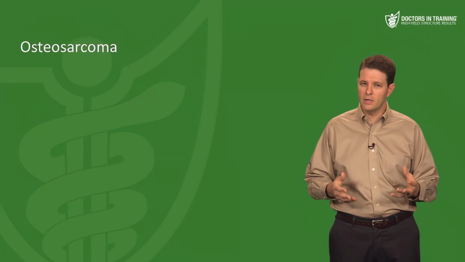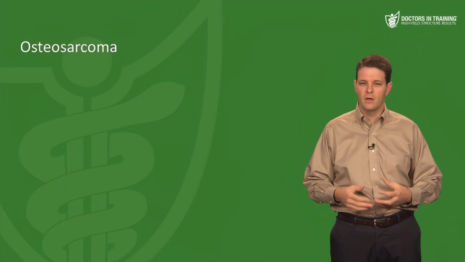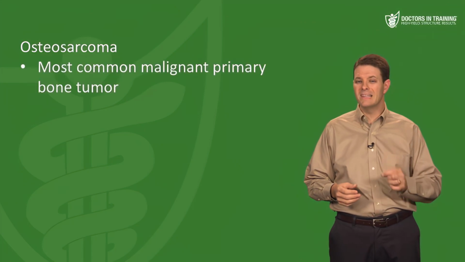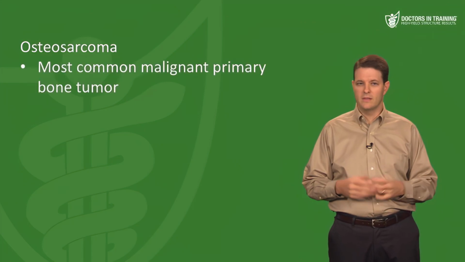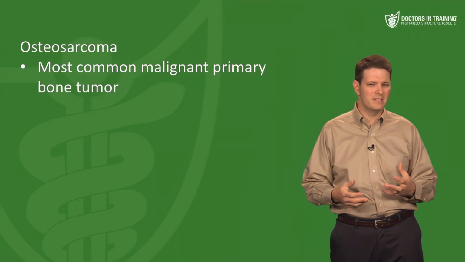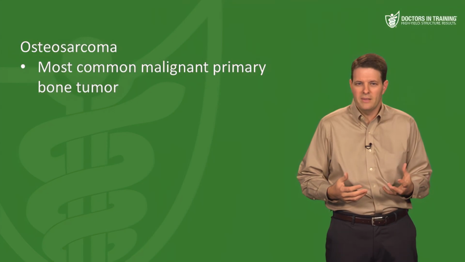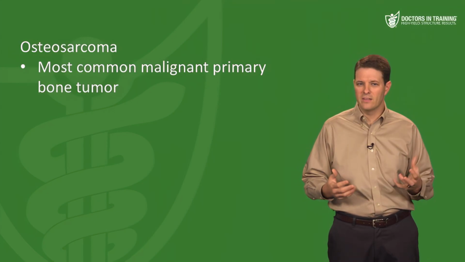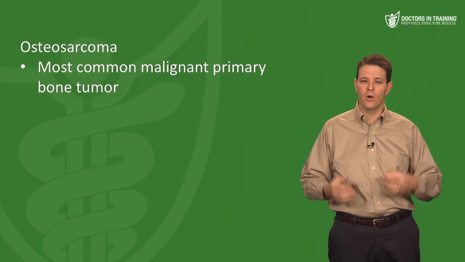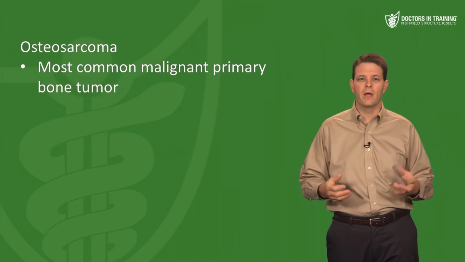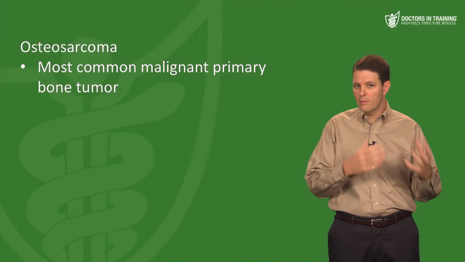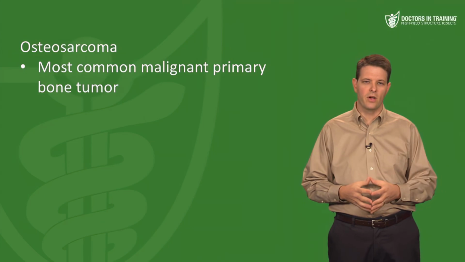Now, sarcoma tells you this is a malignant tumor. Osteosarcoma is the most common malignant primary bone tumor. It's less common than multiple myeloma, but I don't really think of myeloma as a bone tumor per se. Myeloma isn't even really a tumor or a mass. It's a proliferation of plasma cells within the bone marrow. So anyway, the most common real primary bone malignancy is osteosarcoma.